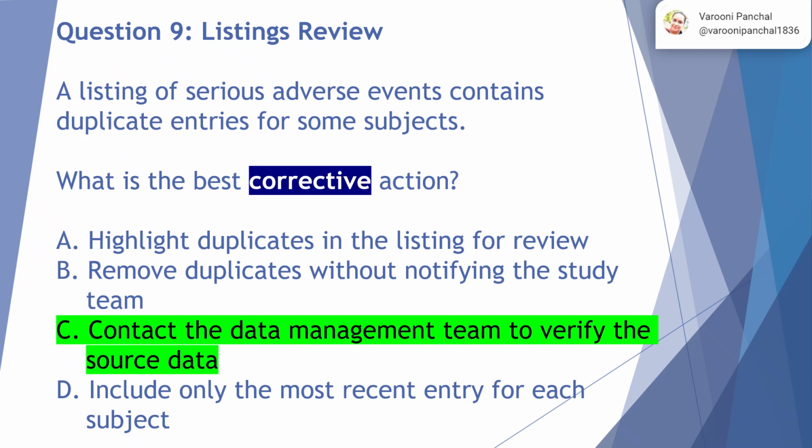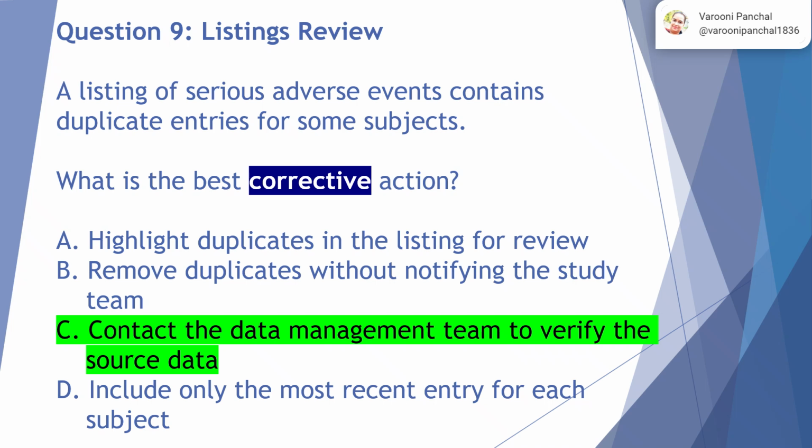Question 9. Listings review. A listing of serious adverse events contains duplicate entries for some subjects. What is the best corrective action? Now, even if there is a duplicate entry for an SAE, you should ensure that you raise the query on time, because this is related to serious adverse events. Now, if you have a specific case where a subject has died because of serious adverse events, then it becomes very essential and mandatory to raise the query and inform the ethics committee that due to the treatment, it got a side effect and the patient died.